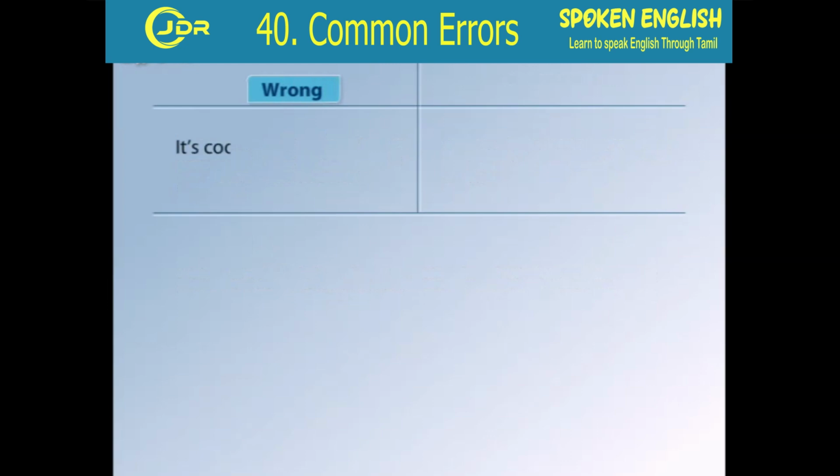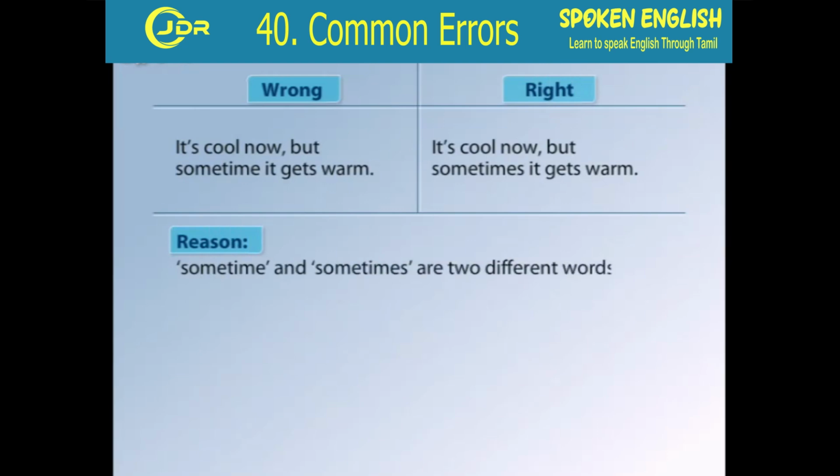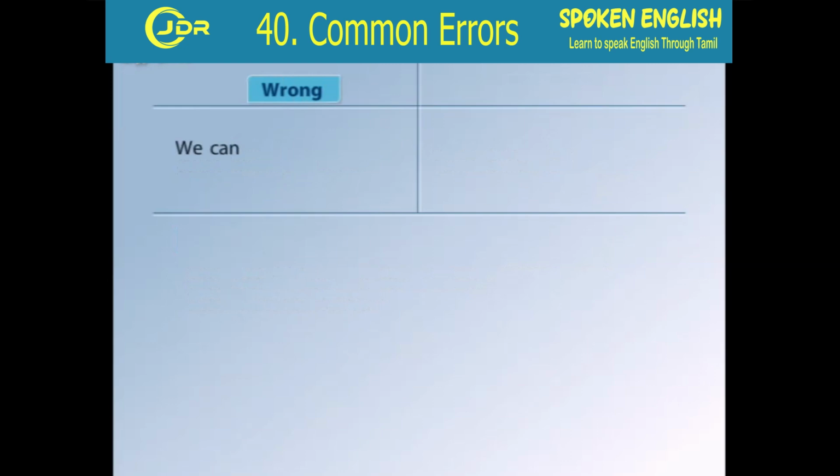Wrong. It's cool now, but sometime it gets warm. Right. It's cool now, but sometimes it gets warm. Reason, sometime and sometimes are two different words. Sometime, no specific time in future. Sometimes, occasionally.